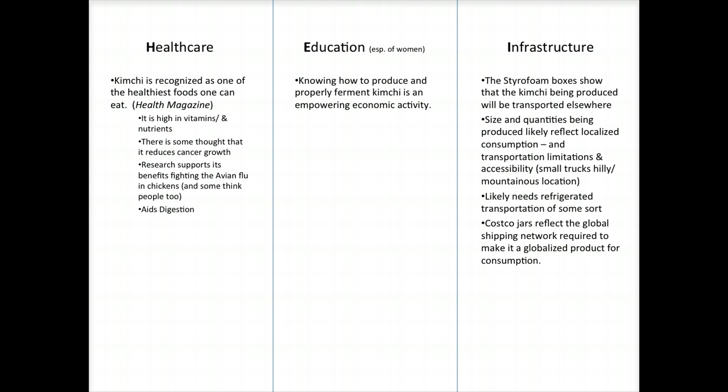And then infrastructure, we could look at it on both a small scale and large scale, but the introduction of the refrigeration, as we mentioned, is important for the global network of consumption, but even locally, the styrofoam boxes show that it is being produced to be transported somewhere. And likely the quantities and the size of the production that you saw in that image was showing the limitations, not only in the amounts, but in terms of accessibility, that those containers were relatively small. And if you look in the backdrop, you could see that it's a very hilly or mountainous location. So accessibility is difficult, and there's going to be some need for refrigeration, and so distance might be limited given the styrofoam containers.